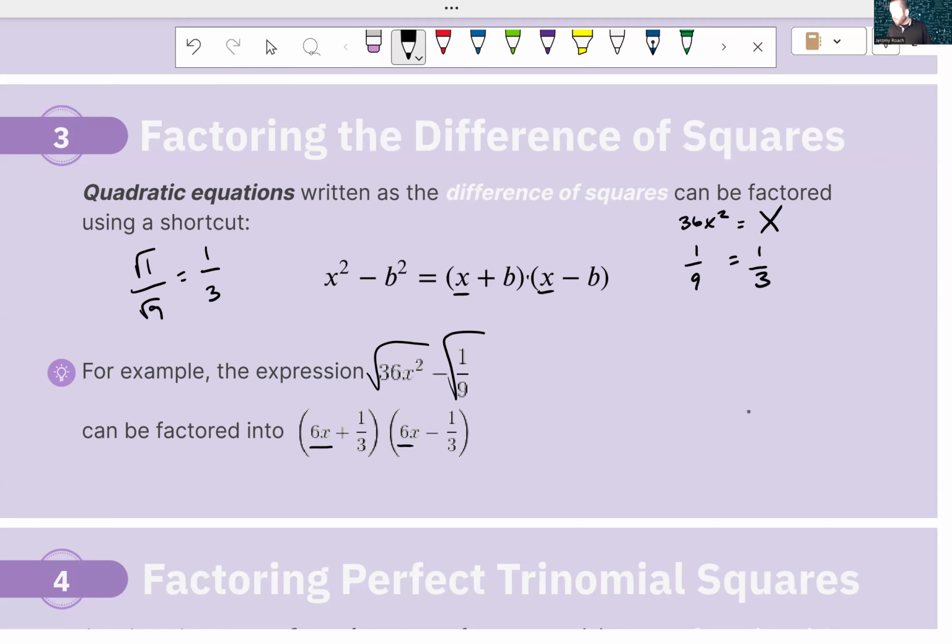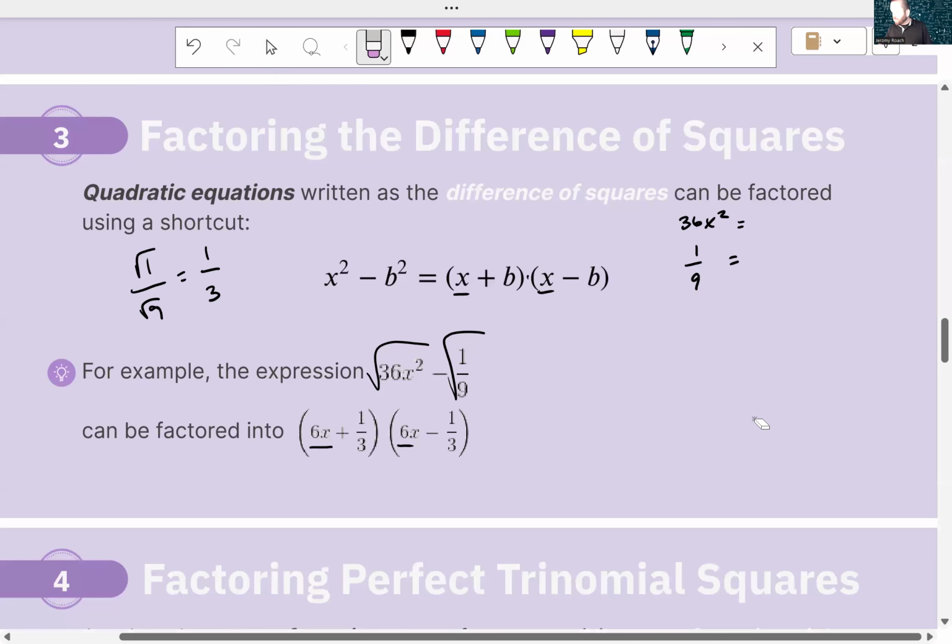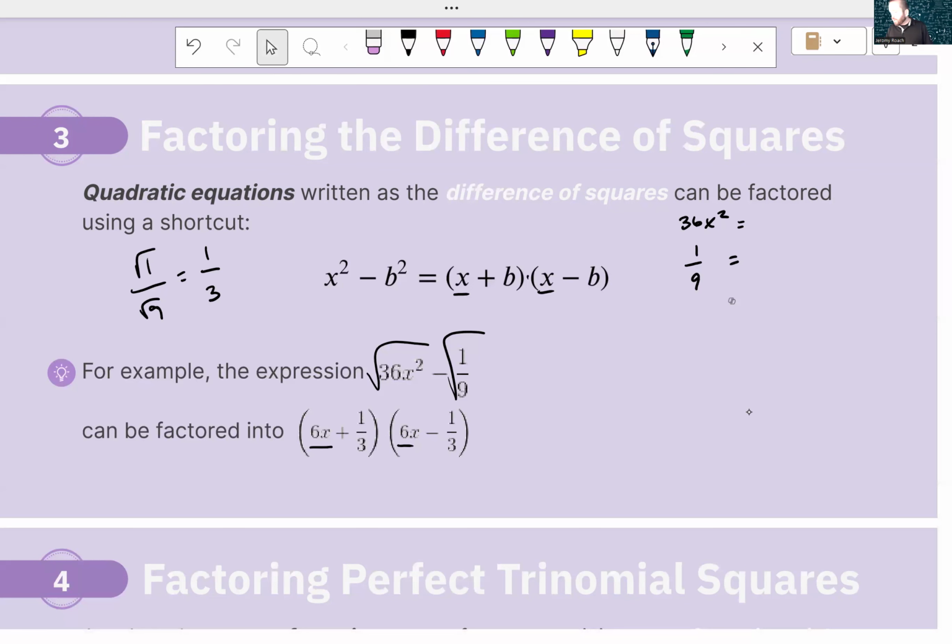And I was actually, hold on just a minute here. I didn't write that correctly. 36x squared equals x, and 1/9 is equal to b. Still not correct. 36x squared equals our x squared, and 1/9 equals our b squared.